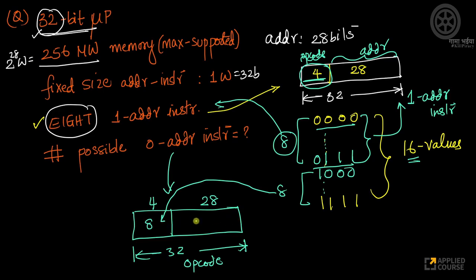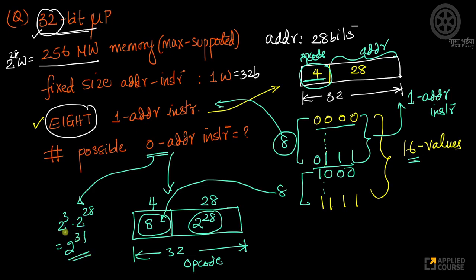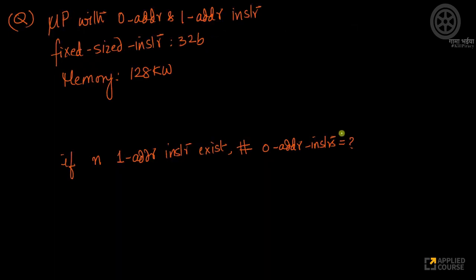In the next 28 bits, how many values can I create? 2 power 28 values. So how many possible zero address opcodes can I create? 8 distinct values in the first 4 bits, 2 power 28 values in the next 28 bits. 8 is 2 power 3, 2 power 3 into 2 power 28. So I can have 2 power 31 possible in total. This is the unique number of opcodes that I can have in the zero address instructions, because we're expanding and using the whole 32 bits for the opcode here, while in the case of one address instruction, only the first 4 bits are used as opcode. Very simple computation here.